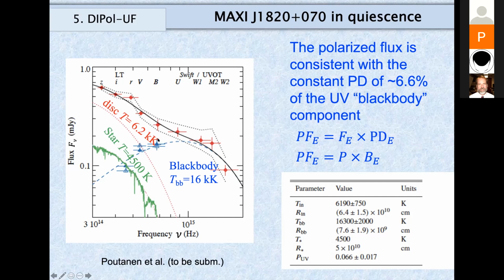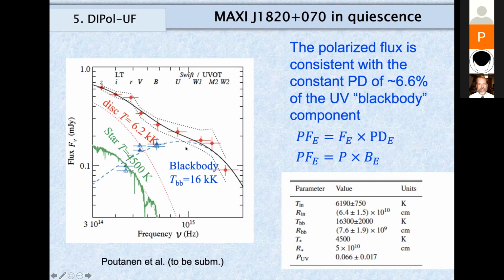What's also interesting is that with blue triangles here, I plotted the polarized flux. What I have done is I multiplied the observed polarization degree with the observed flux, and then I plotted that. I also scaled it a little bit. What's interesting is that the shape of the polarized flux is very hard. It's consistent with being a continuation of this UV excess to low energy.